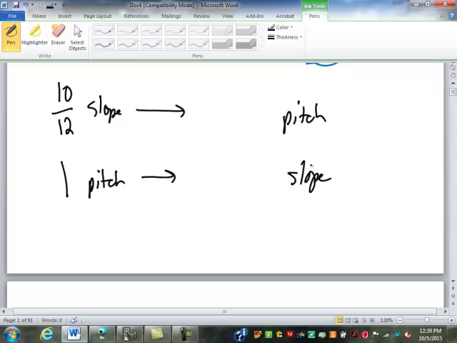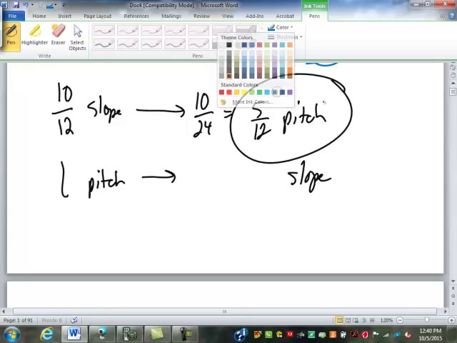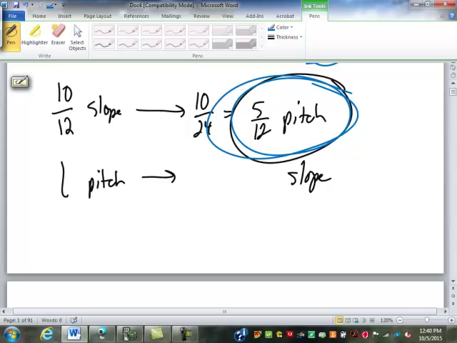What'd you guys get? A 12 and a 24 over 12. So yeah, 10/12. It's going to be 10 over 24, which reduces to a 5-12 pitch. The reason I brought this one up is this one can be very confusing because when you see that 5-12 pitch, you instantly want to go to a 5-12 slope. So that's why you can't just assume that when they say pitch, they mean slope. You got to make sure you clarify.